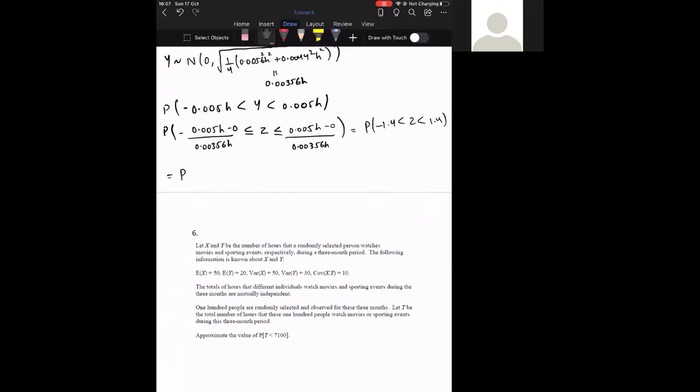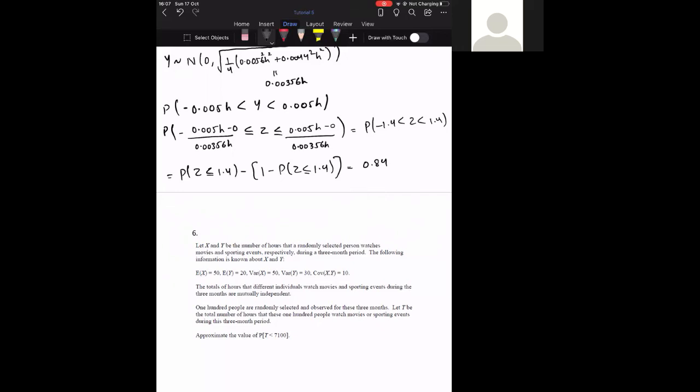We can calculate this as z less than or equal to 1.4 minus the complement of z less than or equal to 1.4. Due to symmetry, this is equivalent to less than or equal to minus 1.4. Using the table, we'll solve this and we'll get the final answer as 0.84.